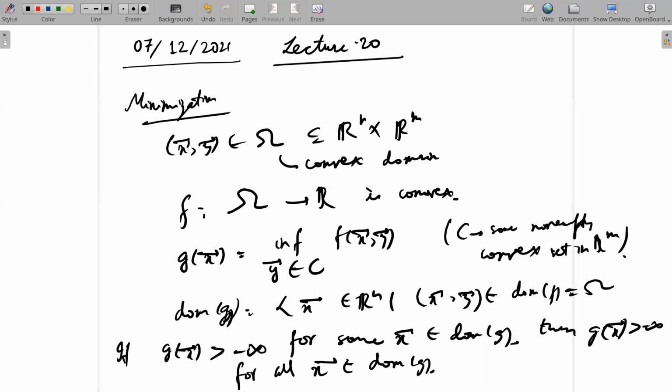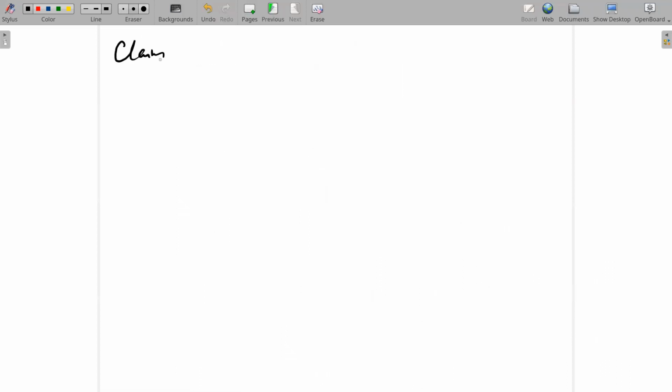All right, so knowing this, all we need is to say either it is identically minus infinity, which is not very interesting, or if it is not, it never touches minus infinity. So in that case, our claim was that if g is not identically minus infinity, then g is convex.